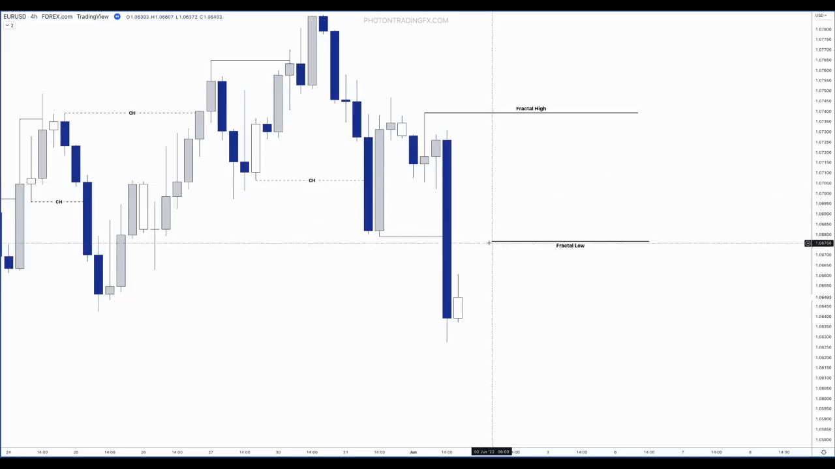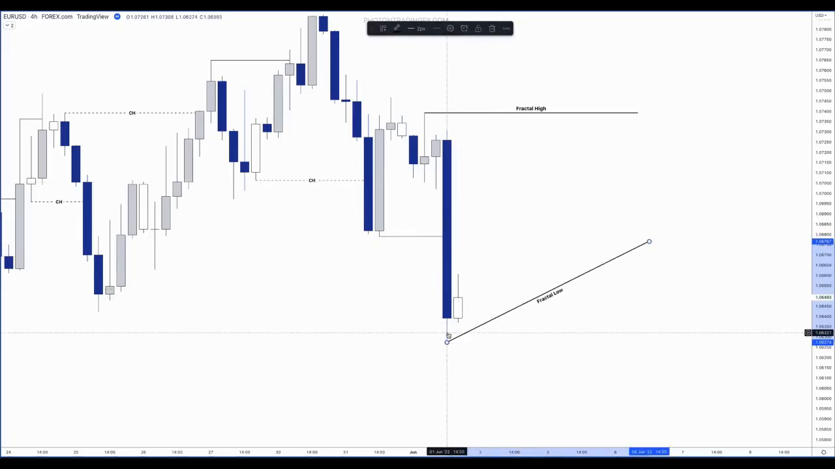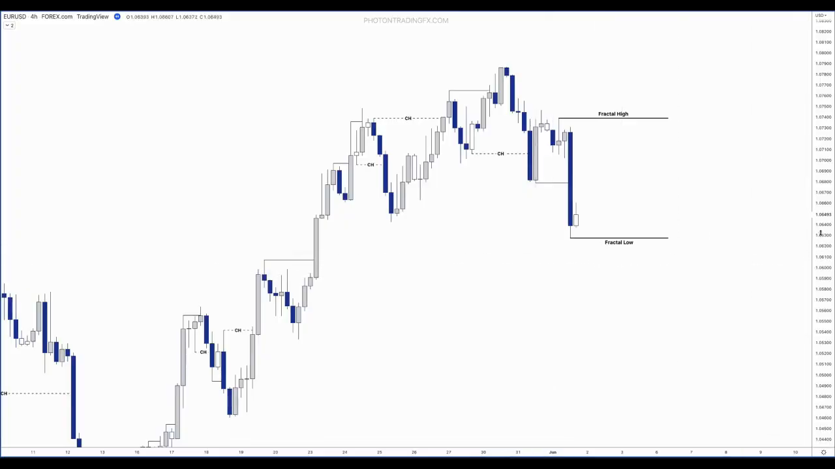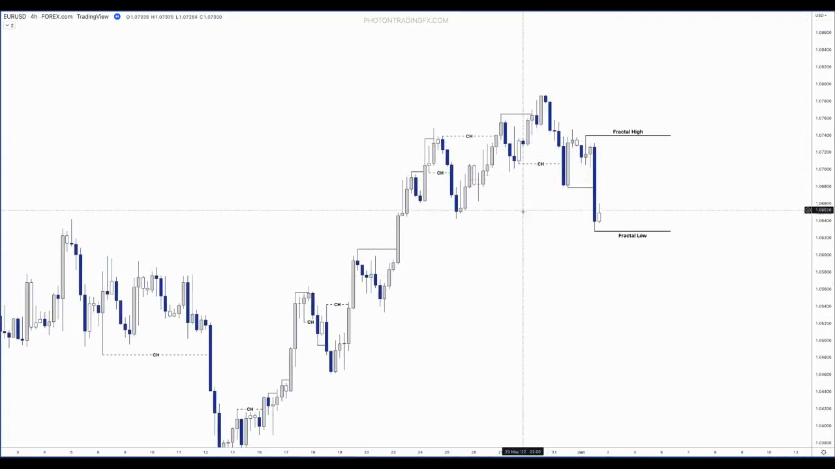Okay, then we get a pullback. So now we know where the fractal low is. We've come to June, okay, sweet. So yeah, hopefully that cleared up some of the price action you guys had a go at. There's a few little tricky ones in there.